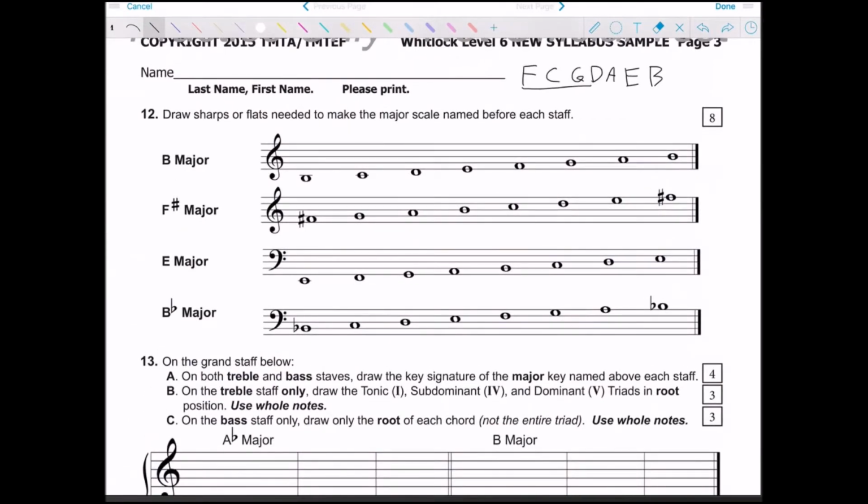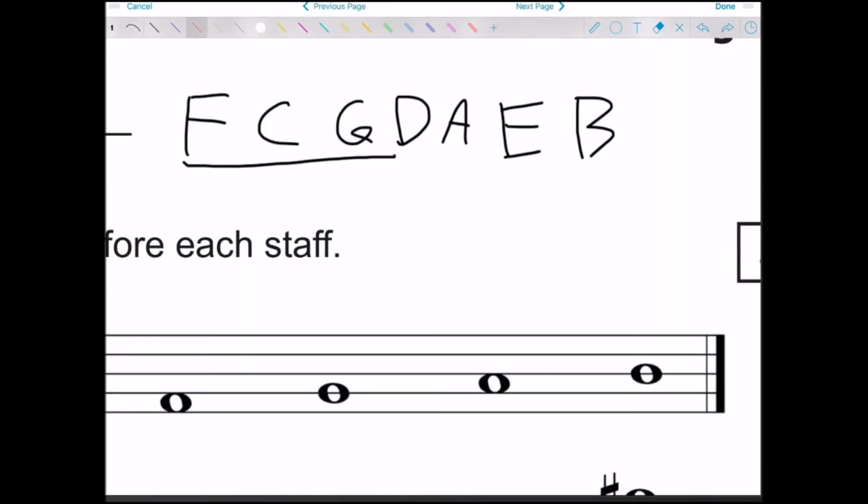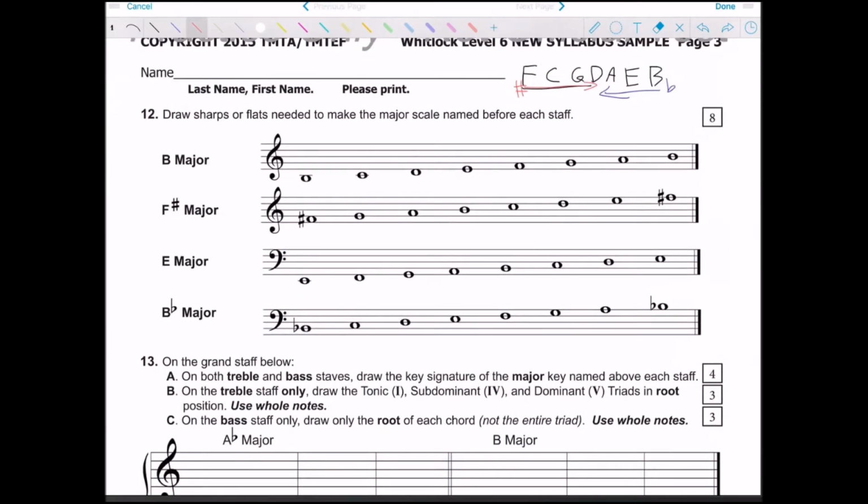For the flat keys, the order of flats is the order of sharps backwards. So if it calls for 3 flats, we don't go this way, we go this way. That's flats. If it calls for 3 flats, we are looking for B, E, A. If it calls for 6 flats, we're looking for B, E, A, D, G, C. Alright, so just try to keep up. Follow along. If you have to go back to question 9, do so.